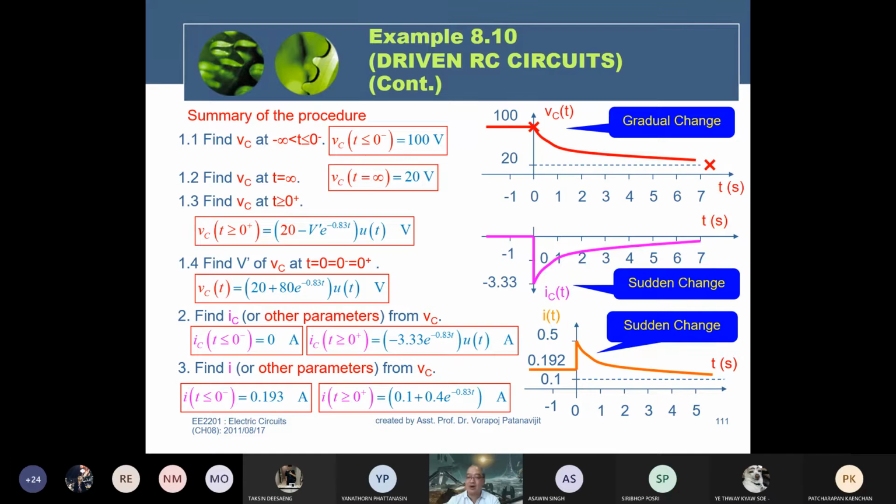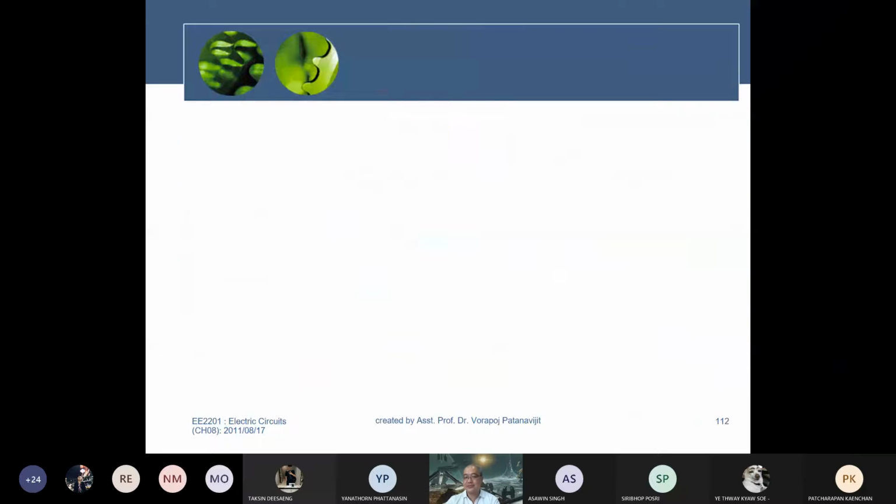Only in this case, the capacitor voltage must change gradually, smoothly, step by step. If the capacitor voltage changes suddenly, the current flowing into the capacitor will be infinity, and it violates the laws of physics.